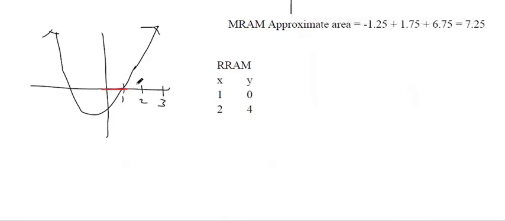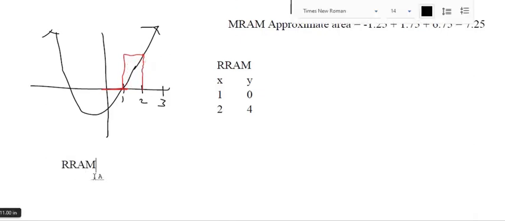Okay, so the height of this rectangle, we draw the height based on the right side of the interval. So this is over approximating the area under the curve, right? This is the actual area under the curve, but to follow RRAM, we calculate the area of this entire rectangle. So the RRAM area is 0 for the first one, and then it's 1 across, 4 up, so 1 times 4 makes 4 for the second rectangle.